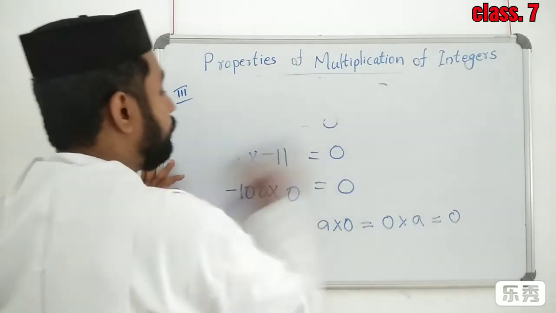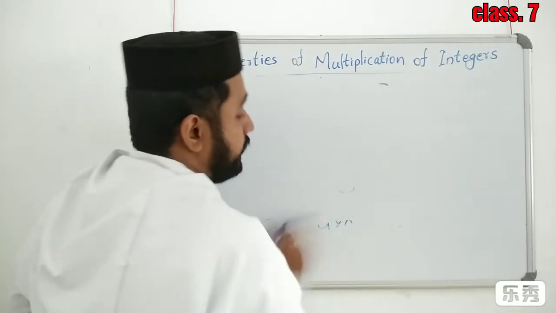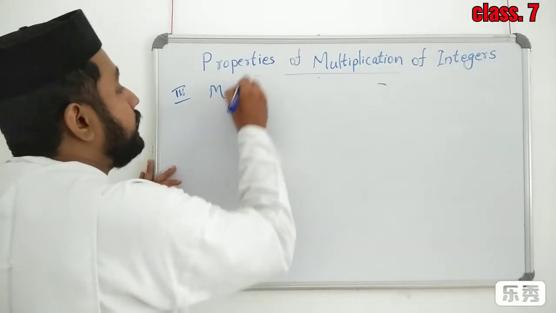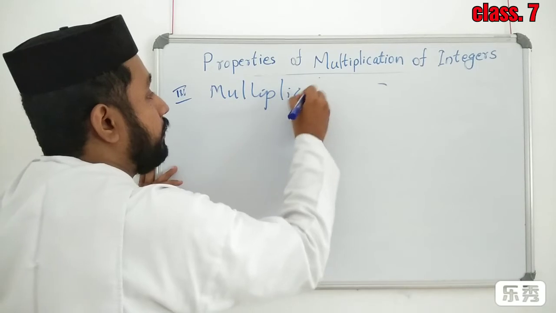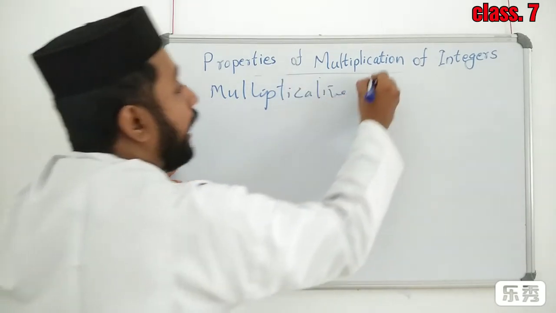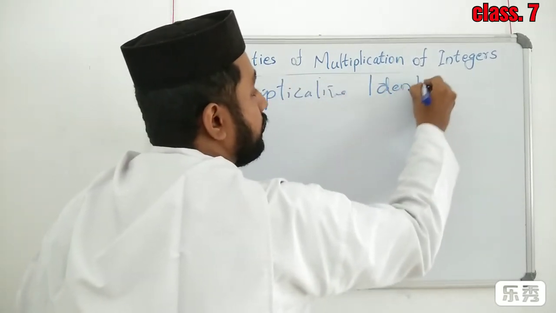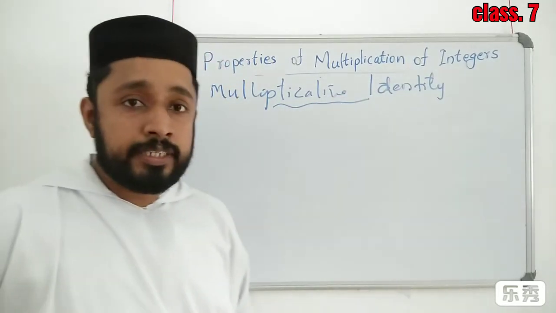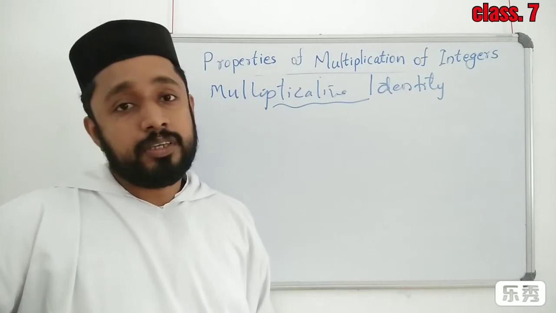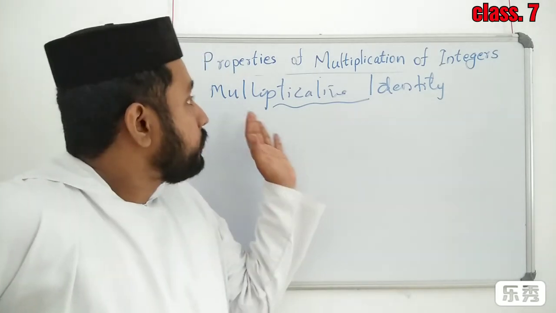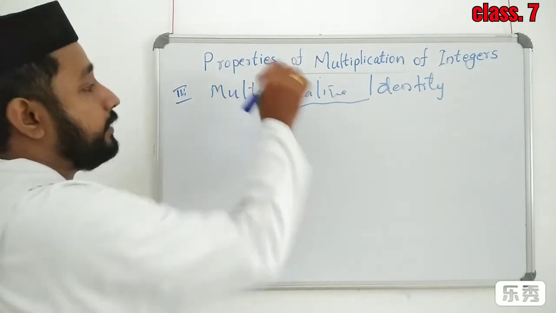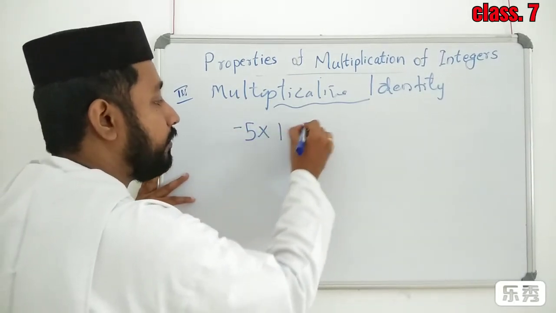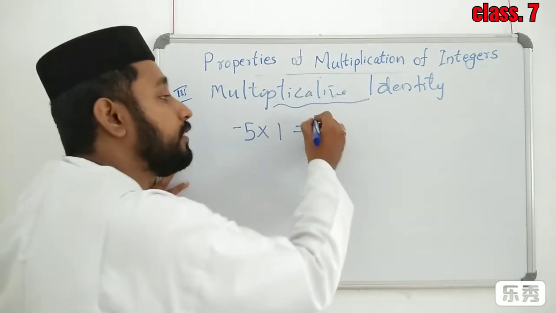Next one, fourth one, multiplicative identity. Can you say which is the additive identity of integers? We studied that 0 is the additive identity. Now we are going to study multiplicative identity. Can you say the answer of minus 5 into 1? What is the answer? Minus 5 into 1. Answer is minus 5.